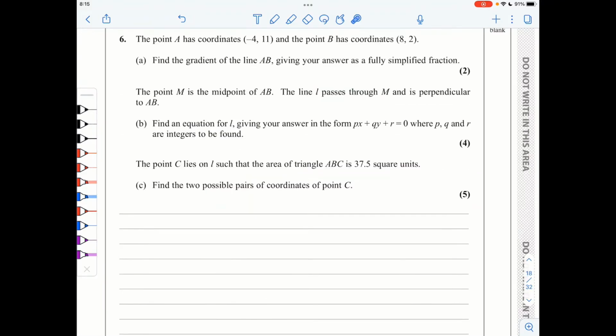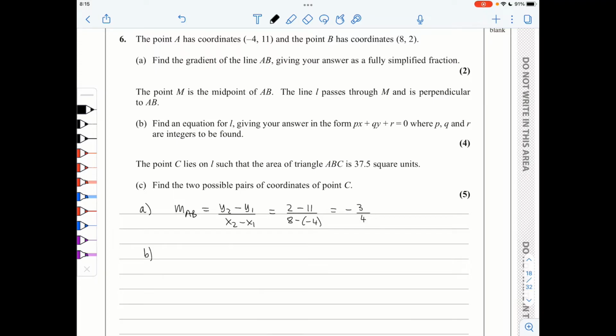In question 6, we start off with being given 2 points, A and B, and we need to find the gradient of AB. I will be using the fact that the gradient is y2 minus y1 over x2 minus x1, which means that I will substitute 2 minus 11 over 8 minus 4, which is minus 3 over 4.